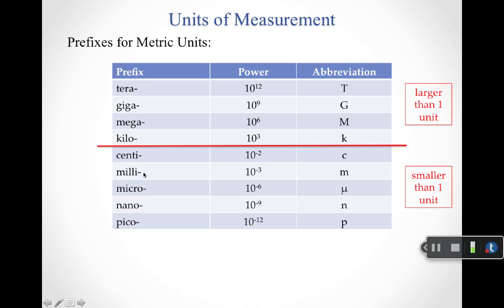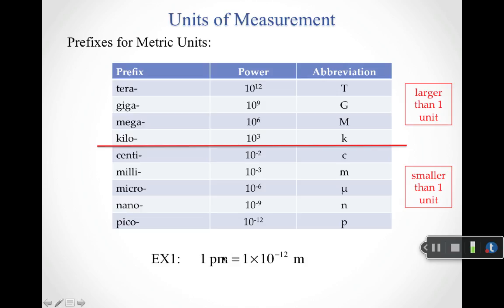So these are all things that are getting bigger and bigger as you go up. These are all getting smaller and smaller. So you go from centi to milli, you go from hundredth to thousandth to millionth to billionth to trillionth. So these things all get smaller as you go down.